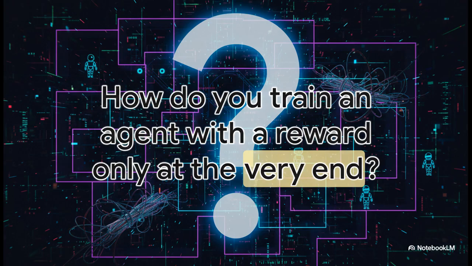If an agent is just wandering around a maze and only gets one little point for finishing, it has almost no information to guide its learning. It's like trying to find a needle in a haystack, completely blindfolded. Most of its actions seem pointless, so the agent really struggles to learn anything useful at all.